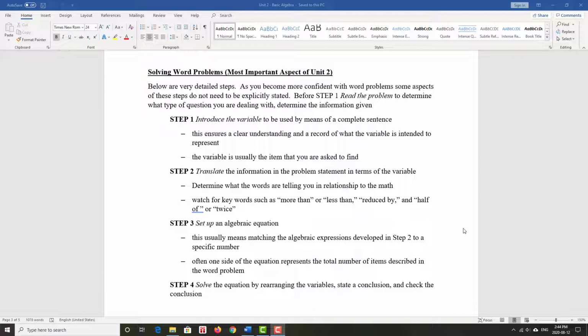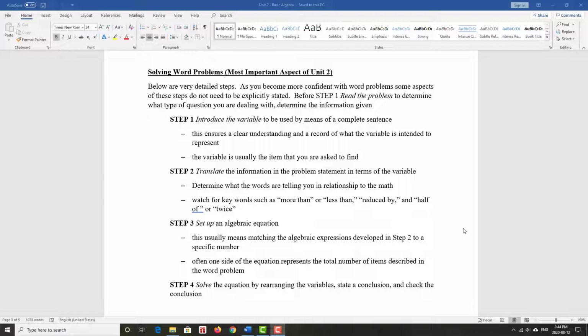Then we're going to take the information. So in words, we'll see a relationship, and all we will do is translate that relationship that we see in words using the variable, and we just express that in a mathematical way, just using mathematical symbology.